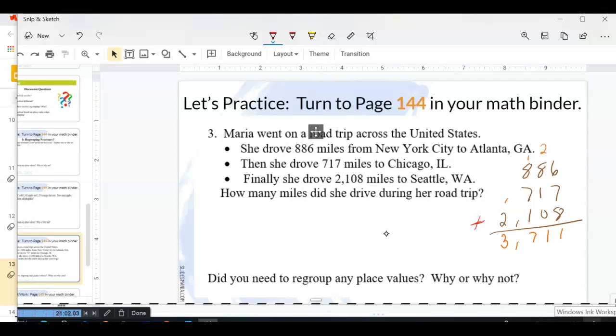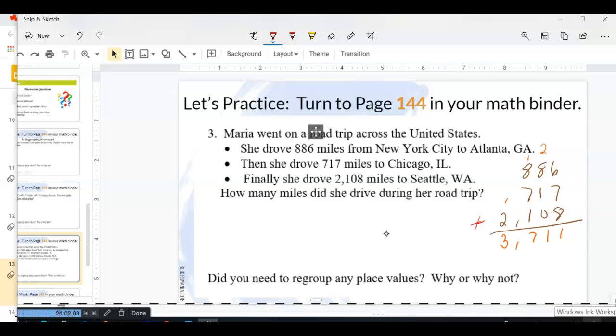I had to regroup the ones place. And now when I add up the tens place, 2 plus 8 is 10 plus another 1, that's 11. So the 1 out of 11 you have to put here, and the 1 group of 10 out of the 11 I have to regroup into the hundreds place. So now I had to regroup the tens place. Now let's look at the hundreds place. 1 plus 8 is 9, plus the 7, that is 16, plus the other one here, that's 17. So 7 ones I bring here, and the 1 group of 10 I brought over to the thousands place. So I had to regroup the hundreds place also.